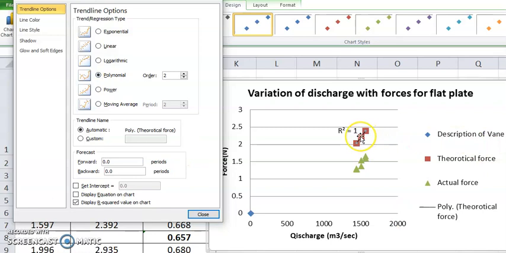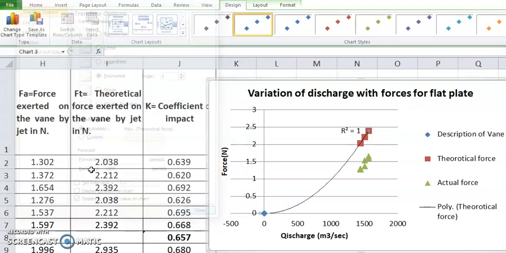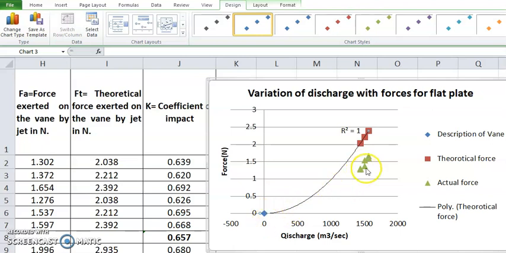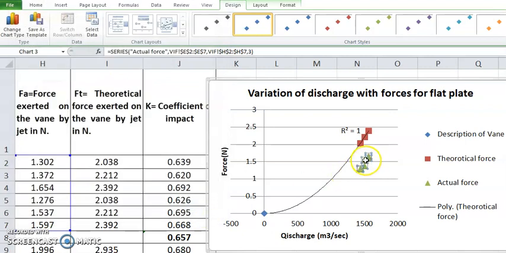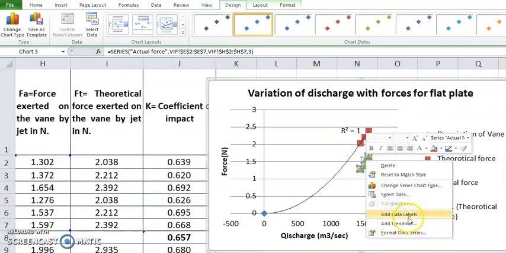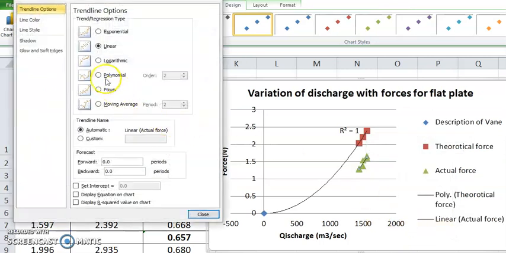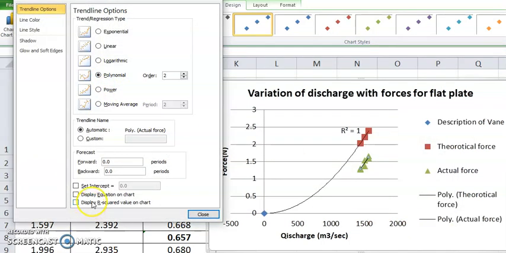You can select the polynomial line, and you can extrapolate or forecast backward by around 1500. I'll tell you the reason for that, because you have to see the trend when the discharge was 0. This is something which is called result analysis. In this case also you can select the polynomial, right? You can select the r square value and you can take the backward extrapolation.